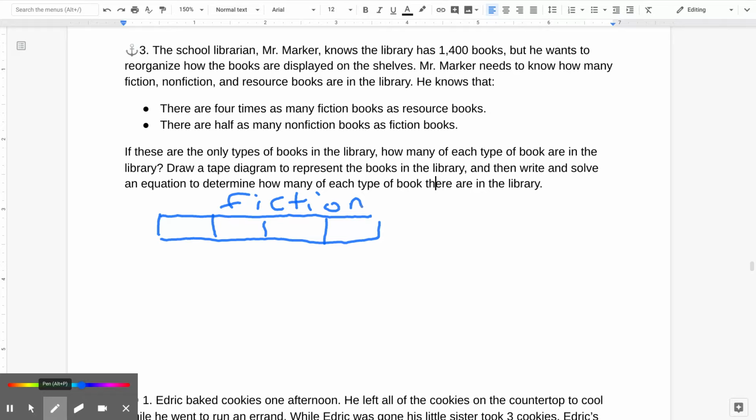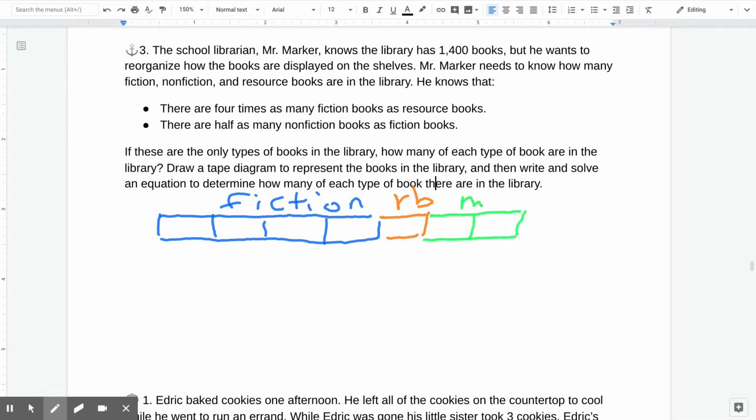And then here's my resource books, my RBs. Then I know there are half as many nonfiction books as fiction books. So I'm going to change colors here. And if there's half as many, that must mean there's 2 of nonfiction.